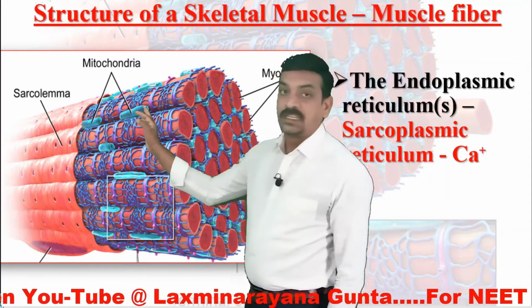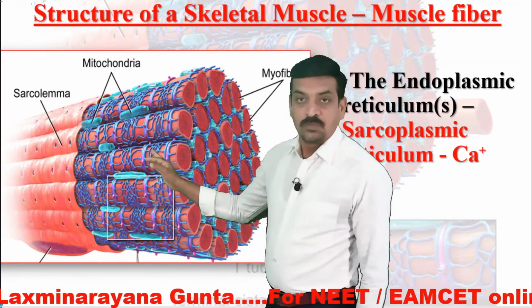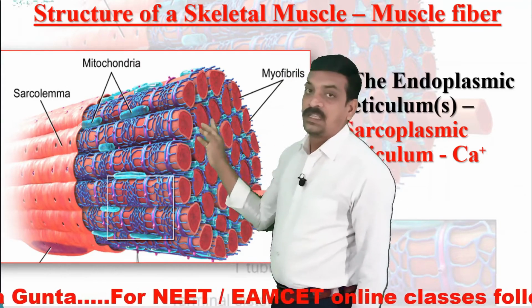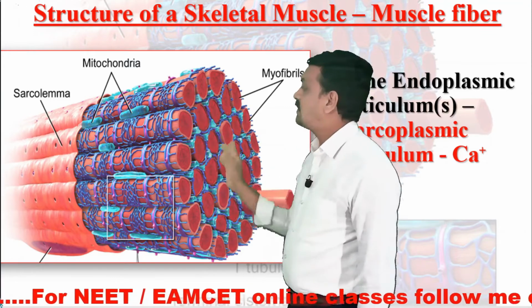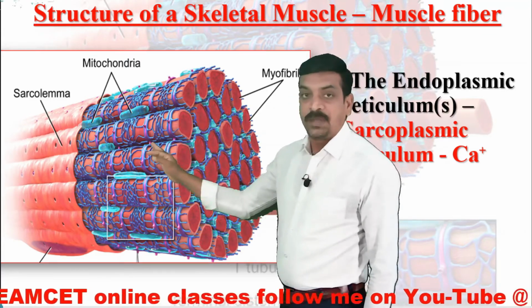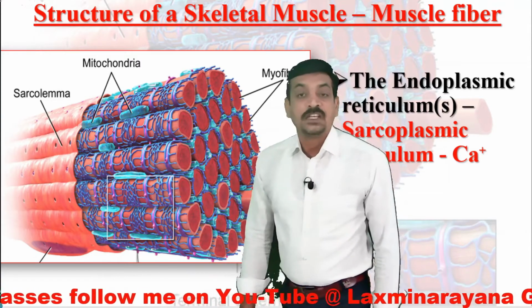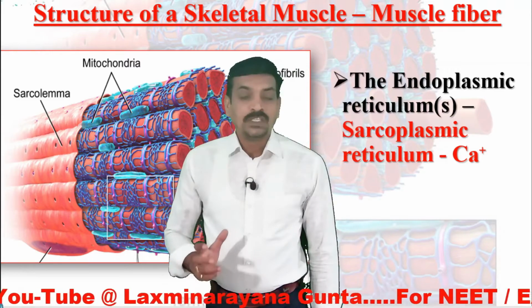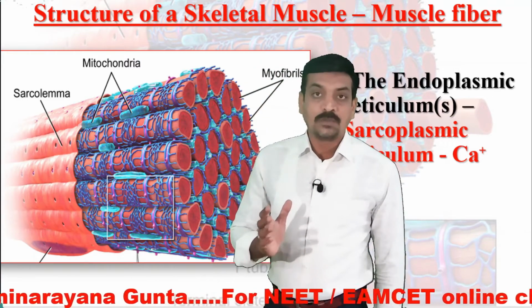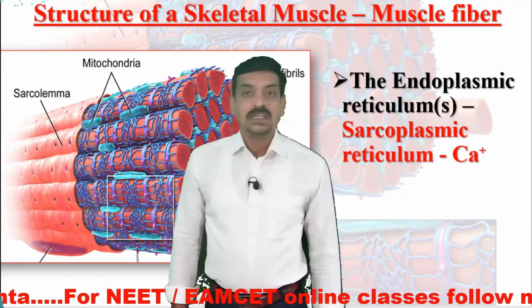Here you can clearly observe this net-like structure. It is nothing but sarcoplasmic reticulum, which is surrounding the myofibrils. These are all myofibrils, and each myofibril is surrounded by a net-like structure. This net-like structure is nothing but sarcoplasmic reticulum, which is the smooth endoplasmic reticulum. The smooth endoplasmic reticulum of a muscle cell is called sarcoplasmic reticulum.